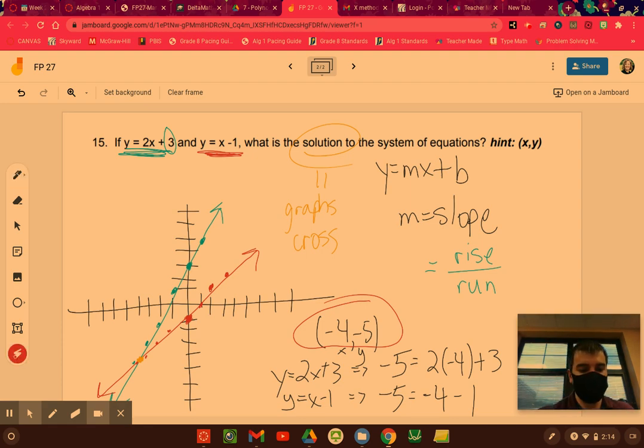Because again, we checked it. That's where they cross. But since my graph is kind of rough, you can check that again by plugging in these numbers into the originals. It's -4 in for x and -5 in for y.